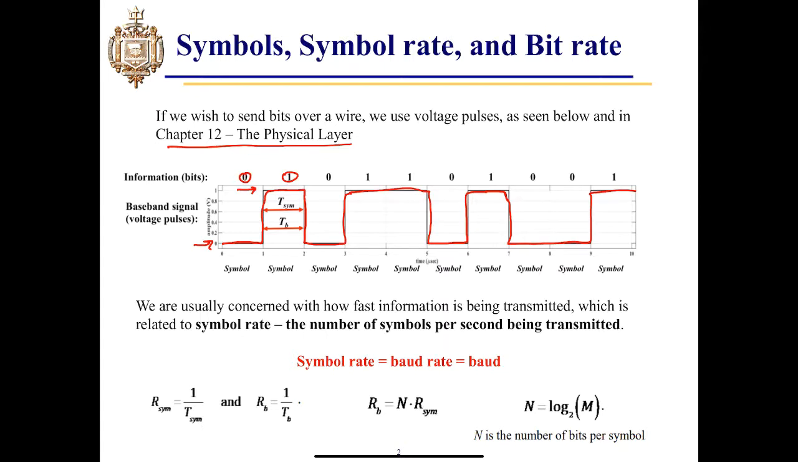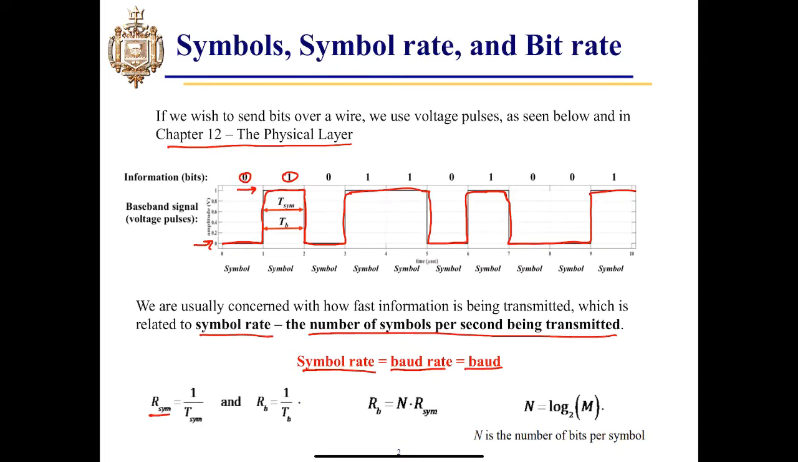We can term this the symbol rate. Synonymous with symbol rate is baud rate, or we can just call it the baud. Baud is the symbol rate. We're usually concerned with how fast information is being transmitted, which is related to the symbol rate: the number of symbols per second being transmitted. So how do you calculate the symbol rate?